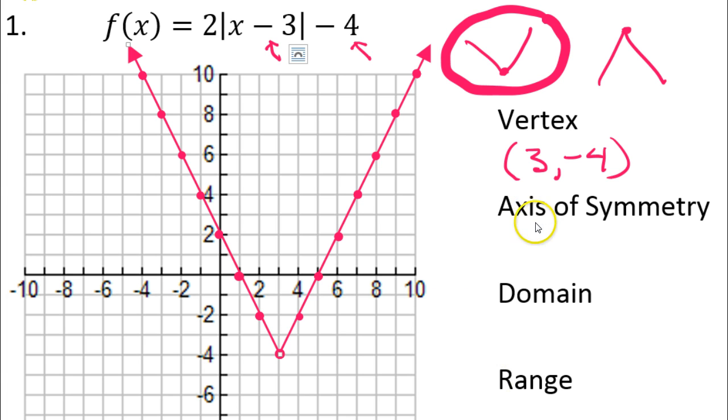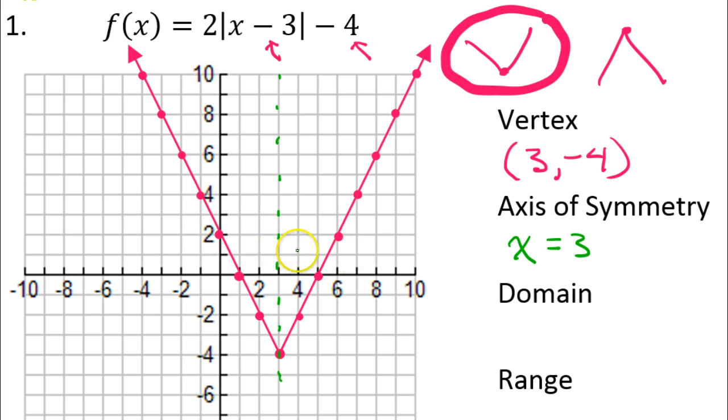Let's talk about the axis of symmetry, the domain, and the range. The axis of symmetry is the vertical line that splits this right down the middle. All right, it's the reflection line between the left side and the right side. So you can see that the axis of symmetry, if we were to draw it, it would be right here. Okay, this is the axis of symmetry. So that's going to be the line x equals 3, because it's a vertical line at 3.